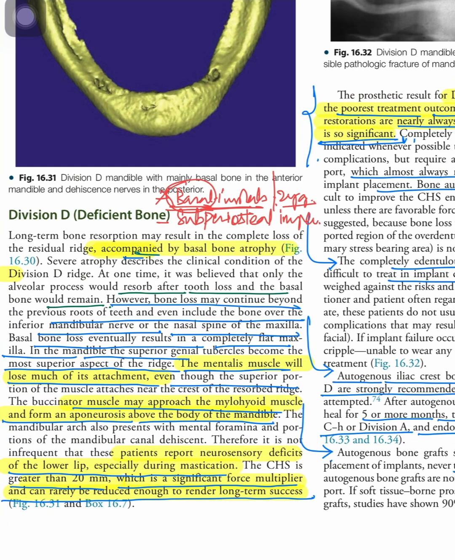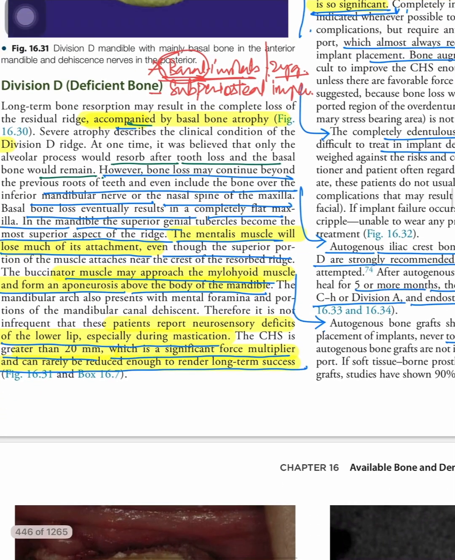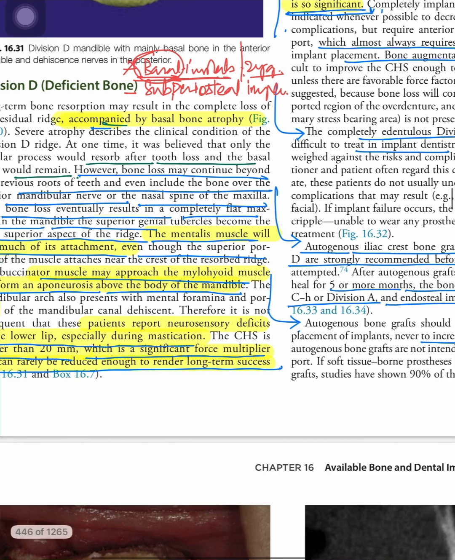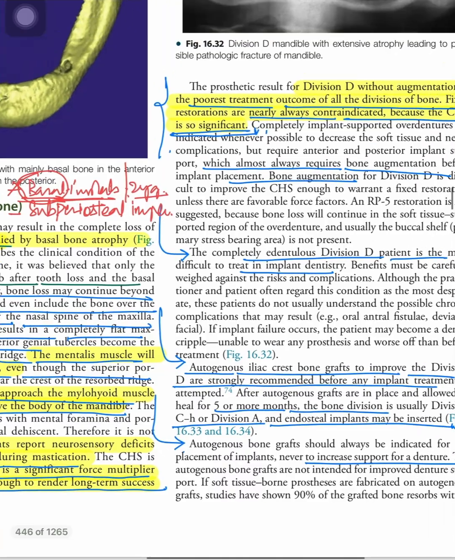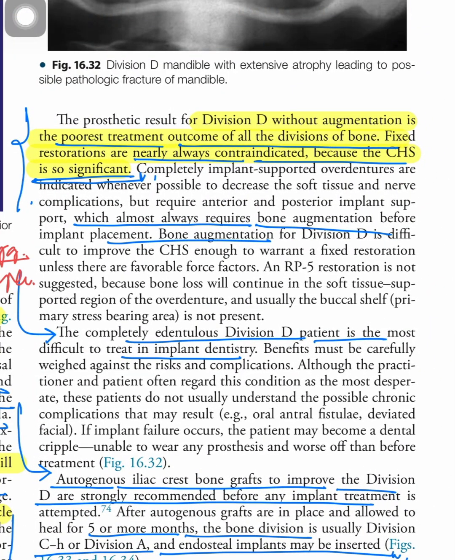So, in division D bone, you cannot place root form endosteal implants. Even in the anterior mandible region, you need augmentation procedure or you need to use a different type of implant. The prosthetic result for division D without augmentation is the poorest treatment outcome for all divisions of bone. Fixed restorations are nearly always contraindicated because the CHS is so significant.